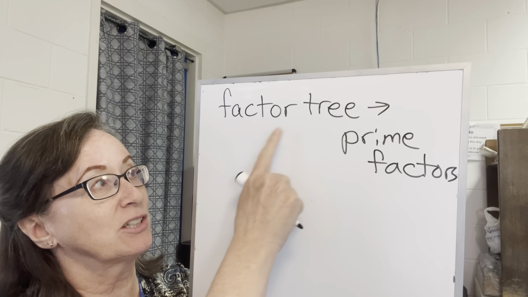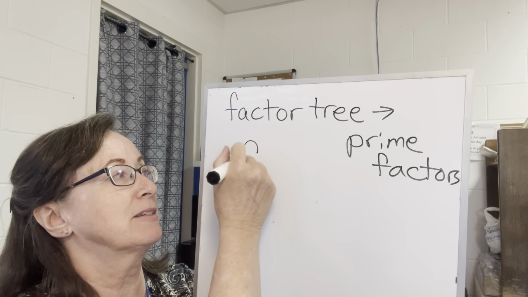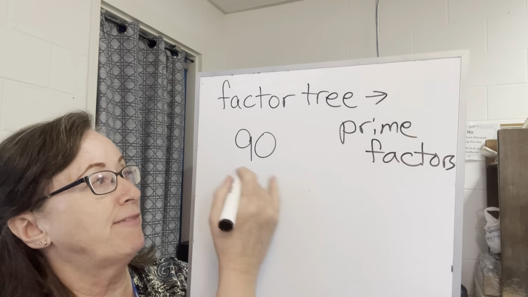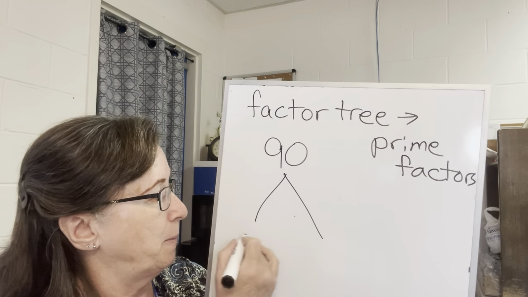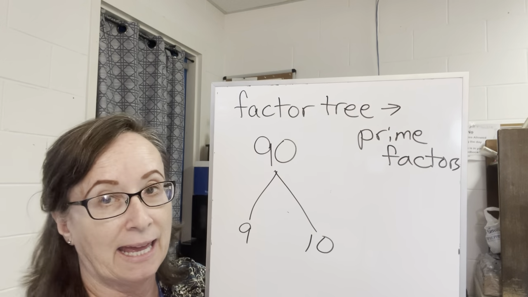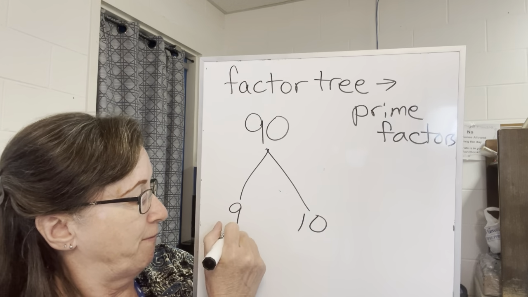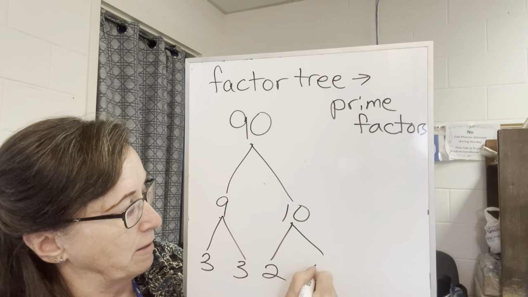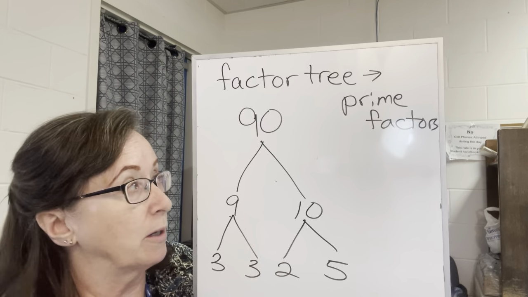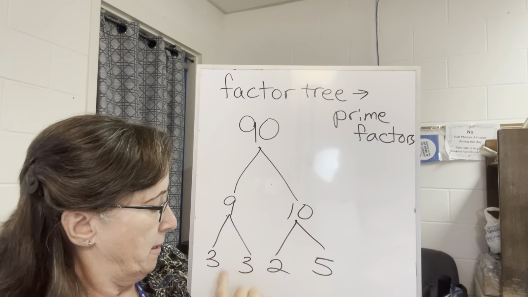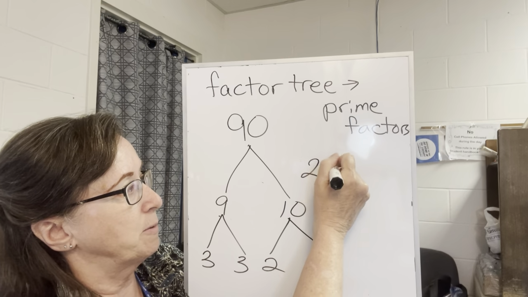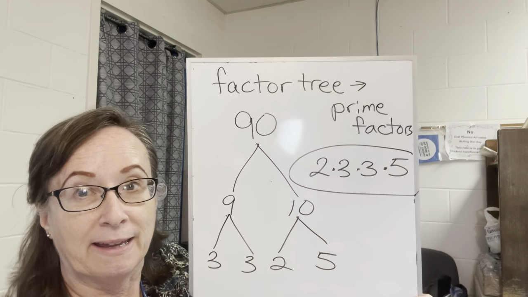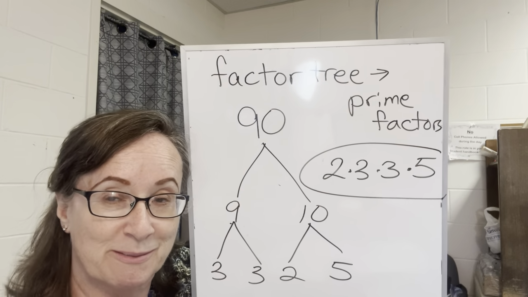Okay, so factor tree to prime factors of 90. This is problem number 2. It says draw a factor tree for 90. Well, I'm just going to pick out 9 times 10, and then I'm going to factor 9 further into 3 times 3 and 10 further into 2 times 5. So remember, prime factors go least to greatest. So 2 times 3 times 3 times 5 will be the answer to number 2.